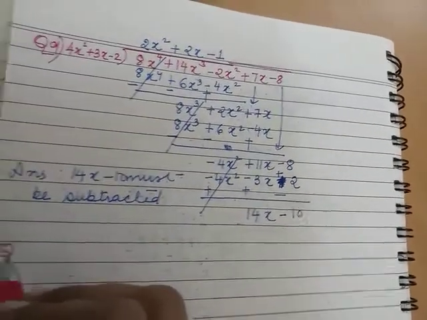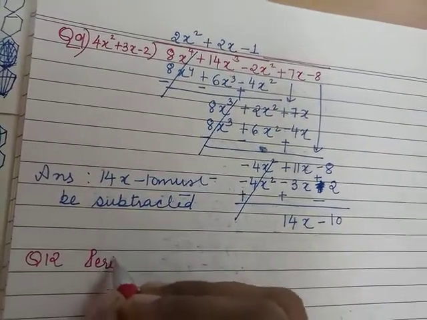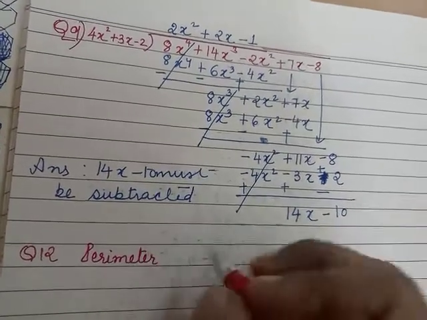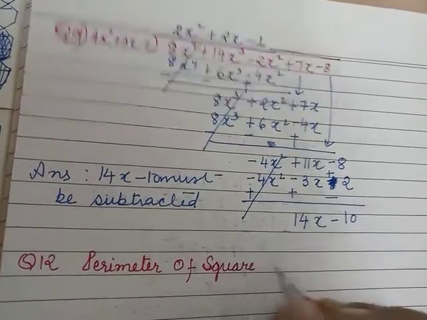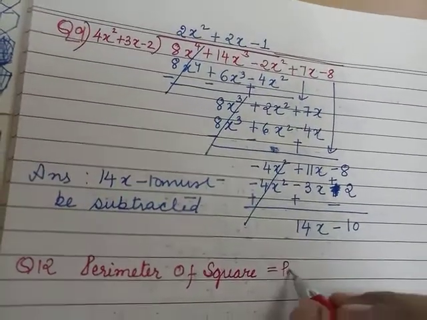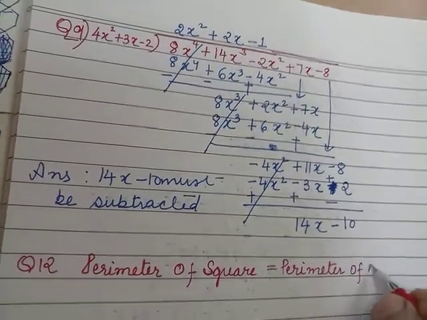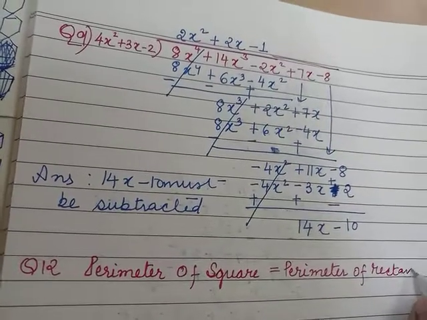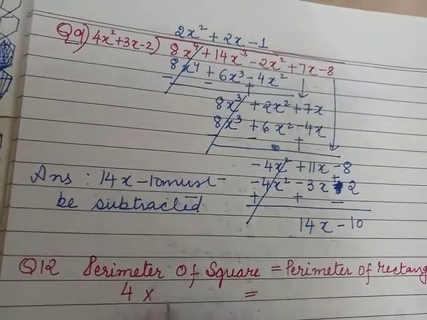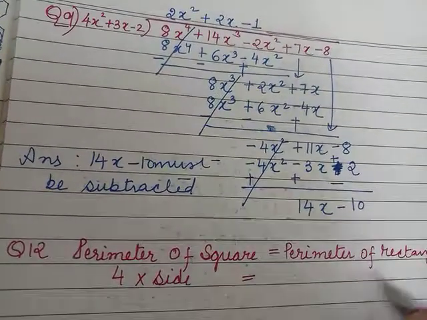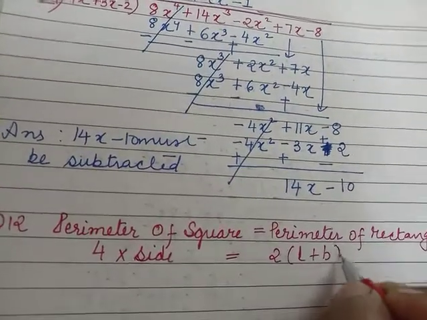Question number 12. Firstly, we are finding the perimeter of the rectangle and of the square. The perimeter of a square is 4 into side. The perimeter of a rectangle is 2 into (L plus B).